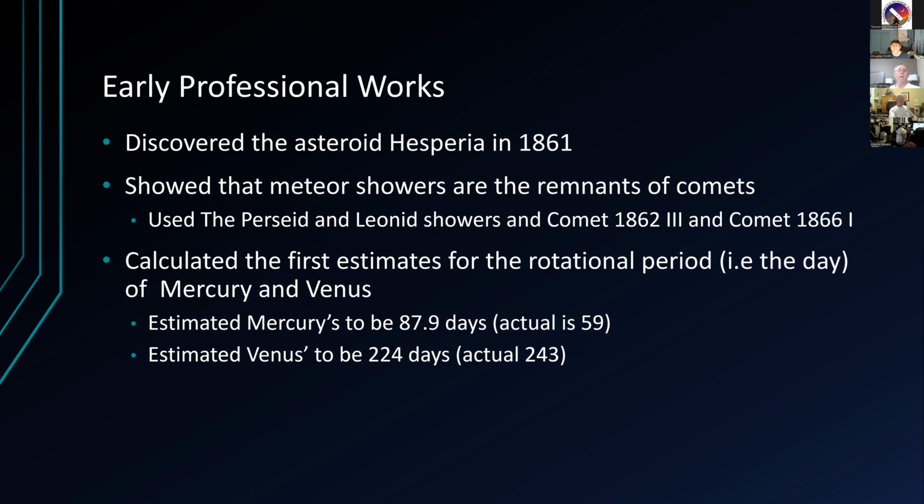He also provided some of the first real estimates for the rotational period of the planets Mercury and Venus. This is always one of those weird things where you wonder, is it the day or the year? This is the day we're talking about here. He first calculated Mercury's day to be around 87.9 days. This original estimate was based on him assuming that, like Venus, Mercury was tidally locked to the sun, which we now know is not true. The actual current estimate for Mercury's day is 59 Earth days.